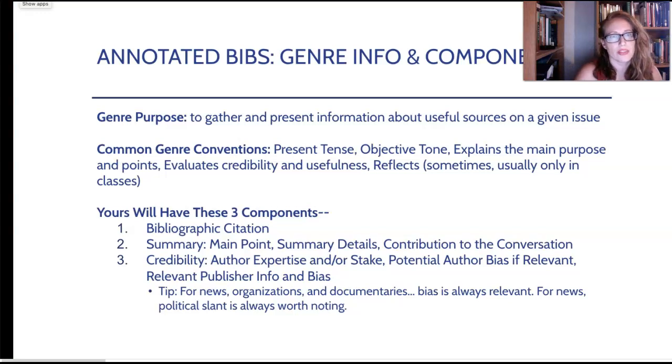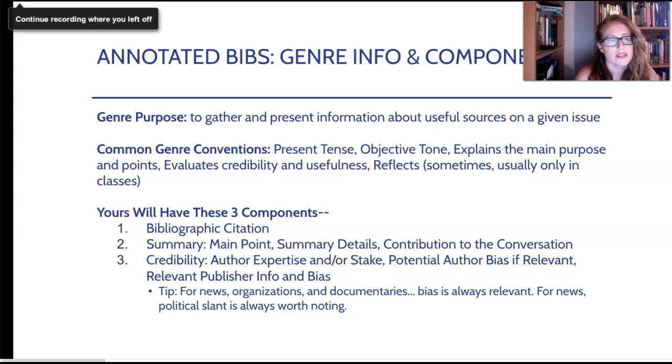So we're going to start with reviewing some of the information about the genre and its components. And when I say genre, I mean the type of text that it is. The purpose of this genre is to gather and present useful information, useful sources on a given issue. And this is a type of tertiary source. It's a list of resources that are supposed to give you information about the whole scope of a conversation. It shouldn't be like a works cited page, like a list of evidence or things like that.